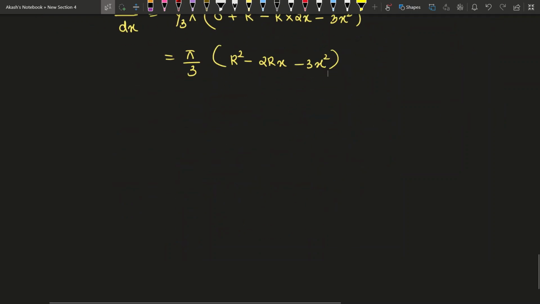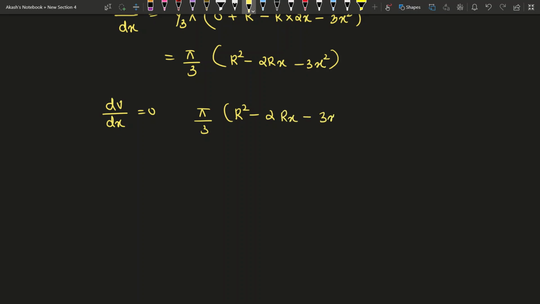According to the first derivative test, if you want to find the point of minima or maxima, at that particular point dV/dx will become equal to 0. That means the first derivative is 0. So π/3 into (r² − 2rx − 3x²) equals 0. That means r² − 2rx − 3x² = 0.